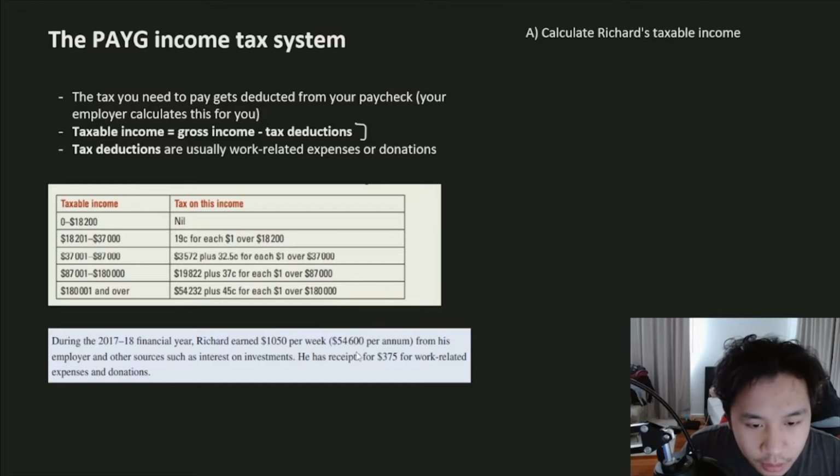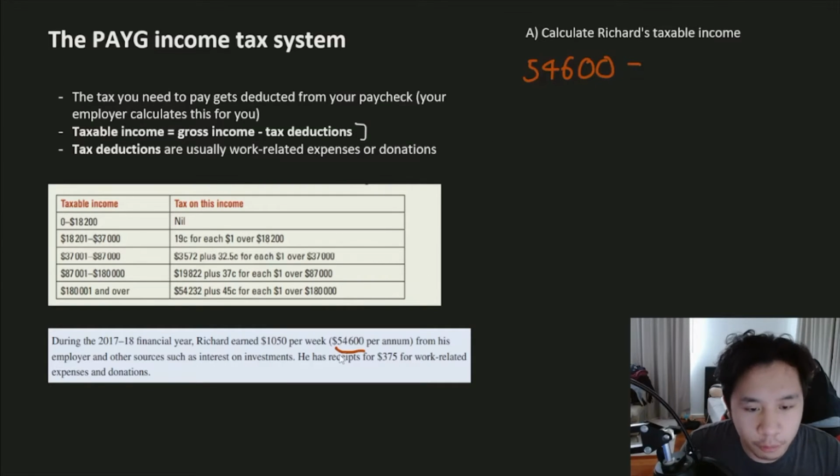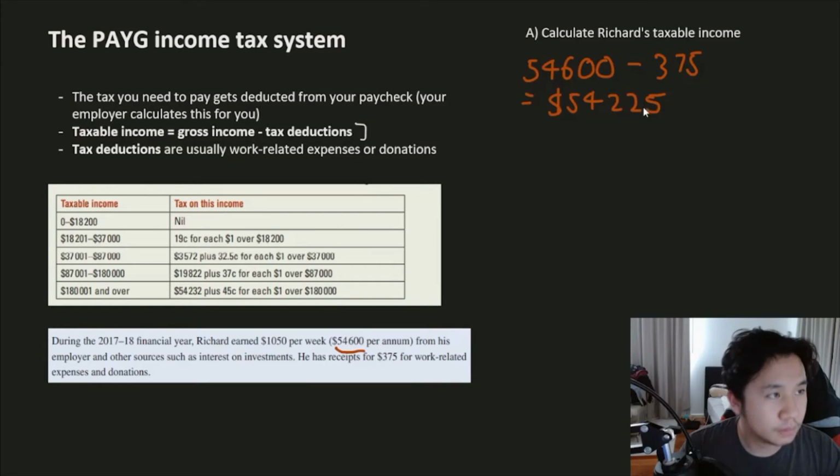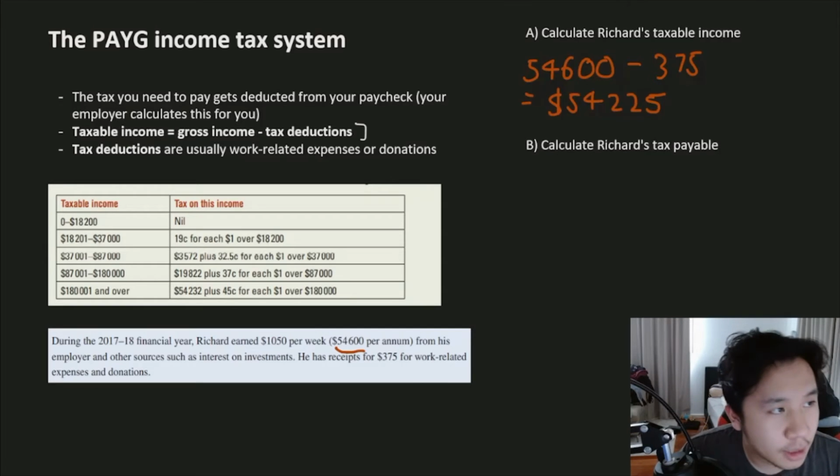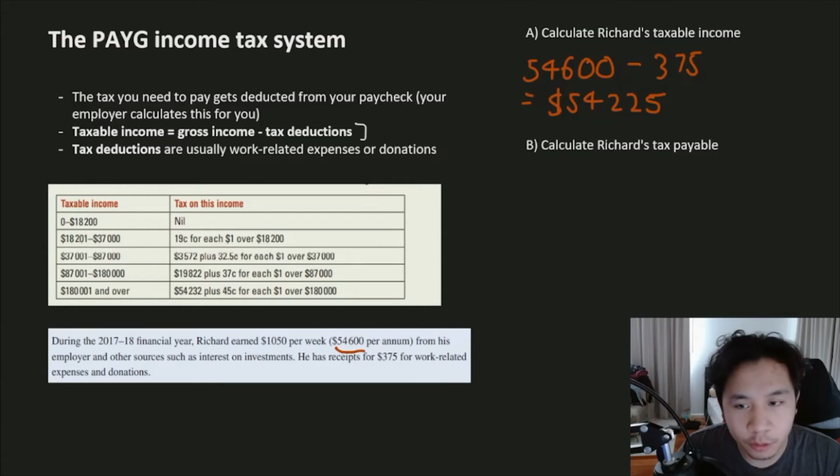And in this question, we're told that he earns $54,600 total. Okay, so that is his gross income, and then minus any tax deductions. So if you read the second sentence, it says he has receipts for $375 for work-related expenses and donations, which are tax deductions. So you minus it from that, and that's going to be equal to $54,225.